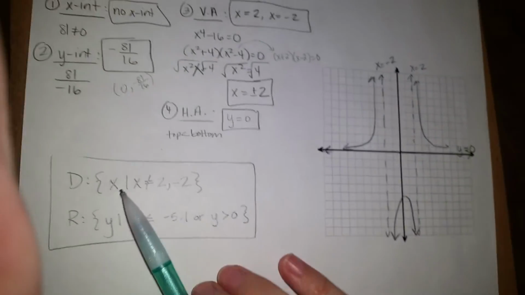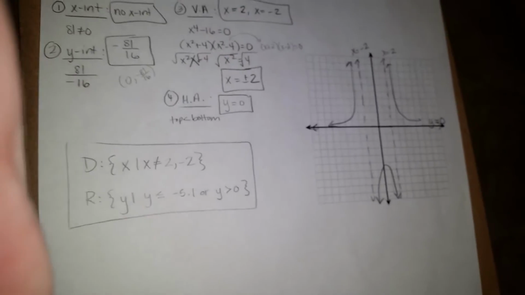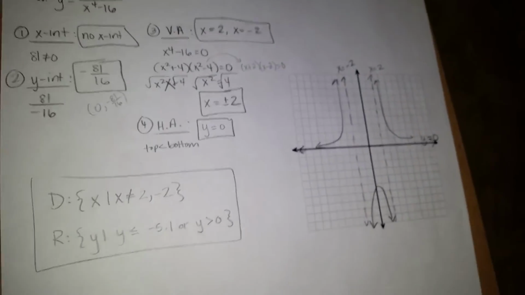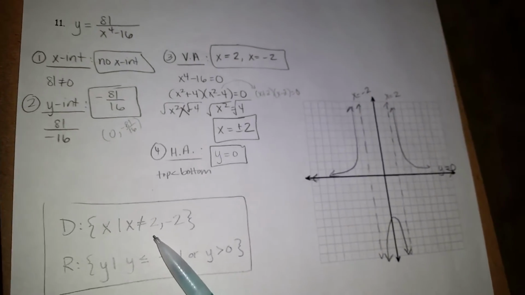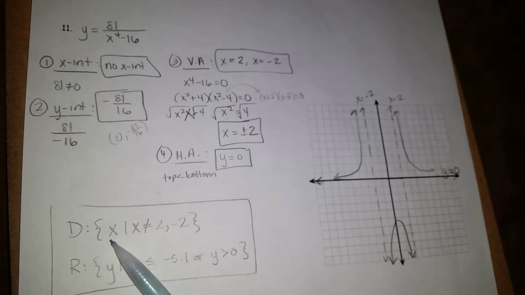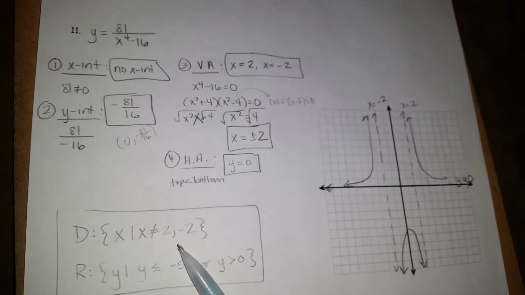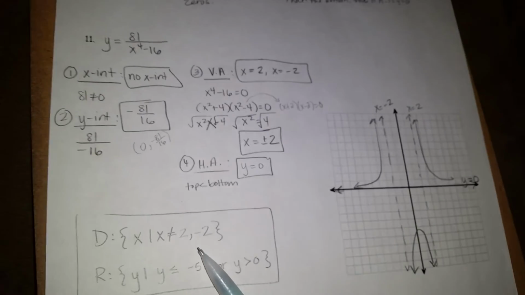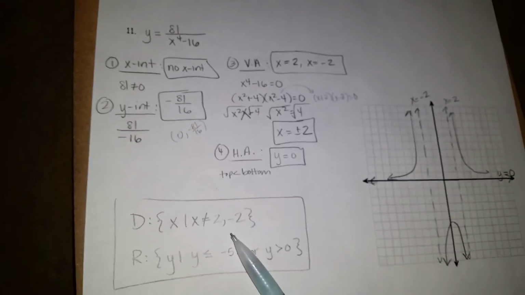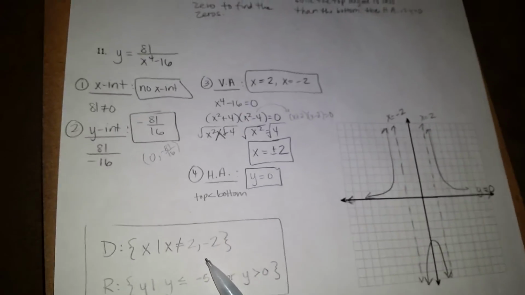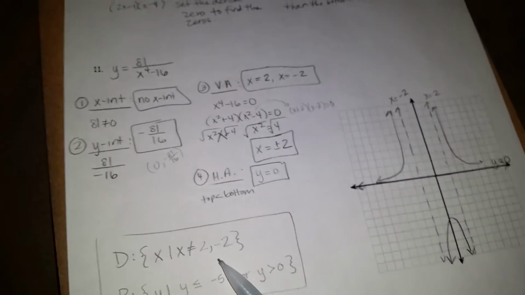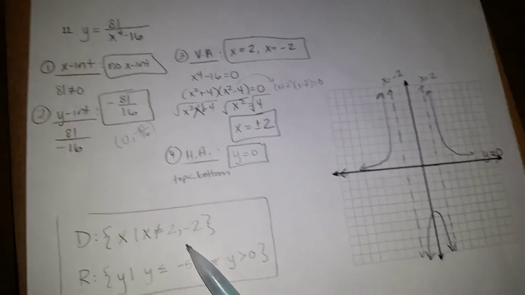Okay, your domain, which is going to be written in set builder notation. For the domain, it's always going to be all values of x such that x cannot be the vertical asymptotes. Because remember, whenever you have a fraction, the denominator can't be what? 0. Good job. I know you said it at home, didn't you?